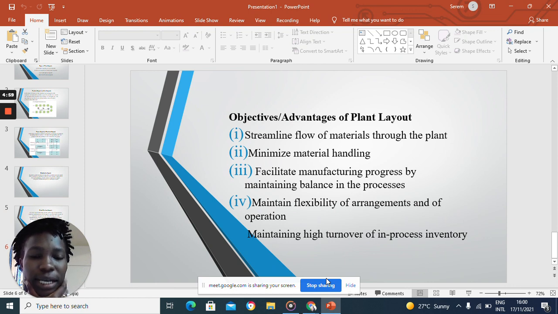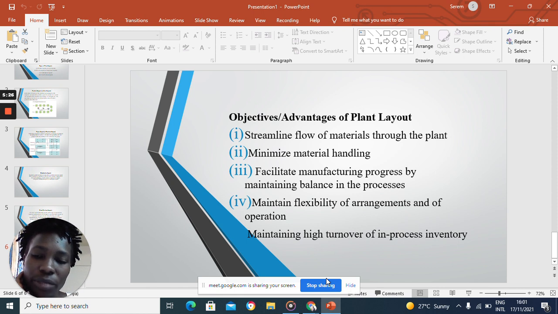Now, what are the advantages of having a plant layout? Why should you consider that you lay out your plant or you consider the installation of equipment? One is to streamline flow of materials through the plant. When you don't have a correct plant layout, you'll find that you'll have a lot of material wastage, and you want to streamline the flow of the material so that we have less of the raw materials being wasted.